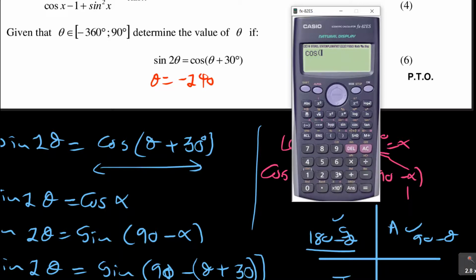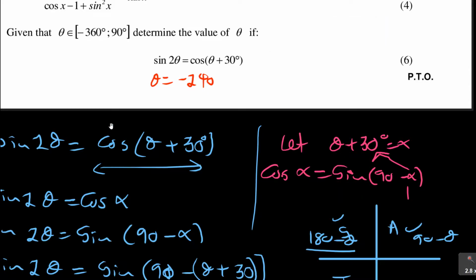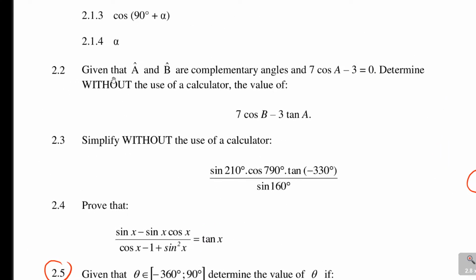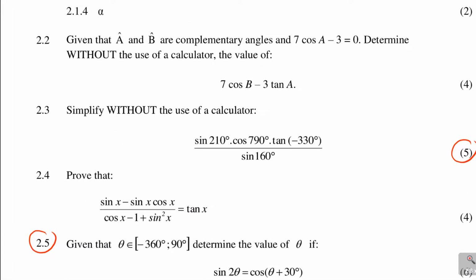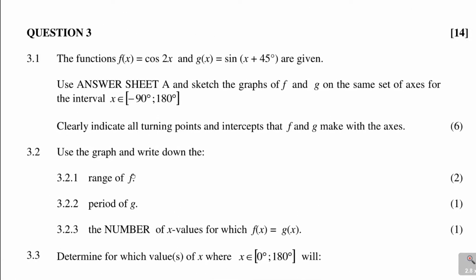Remember, cos of 20 plus 30 is 0.6427. Say it's working. You can test all these answers left and right, left and right. It must work for you. So that's it, guys. And as I said, question 2 goes with question 3. So let us look at question 3 here. Question 3, what does it say?